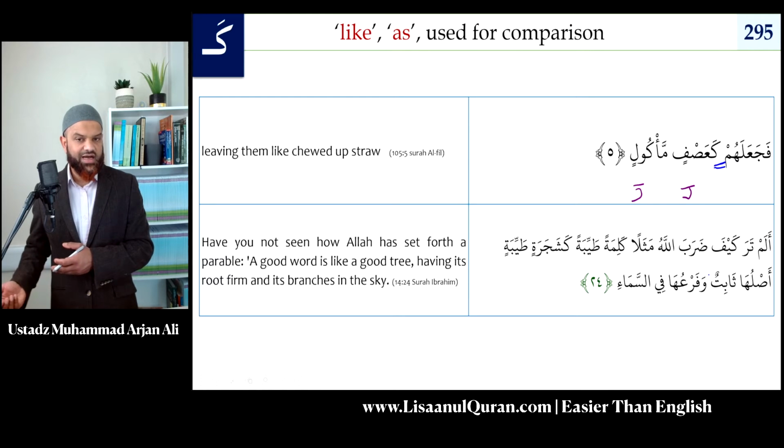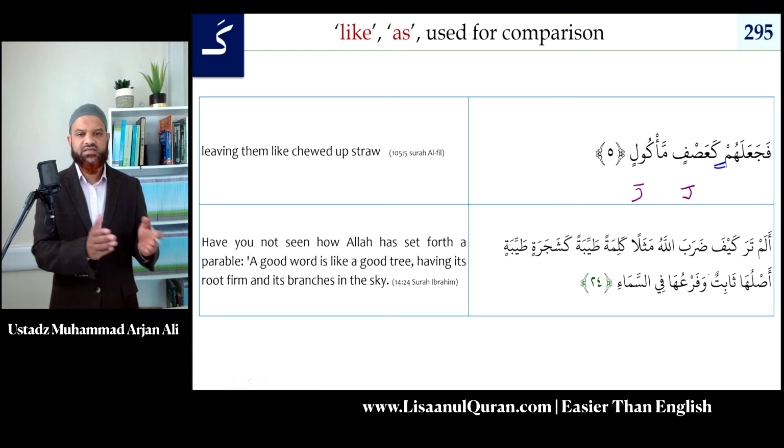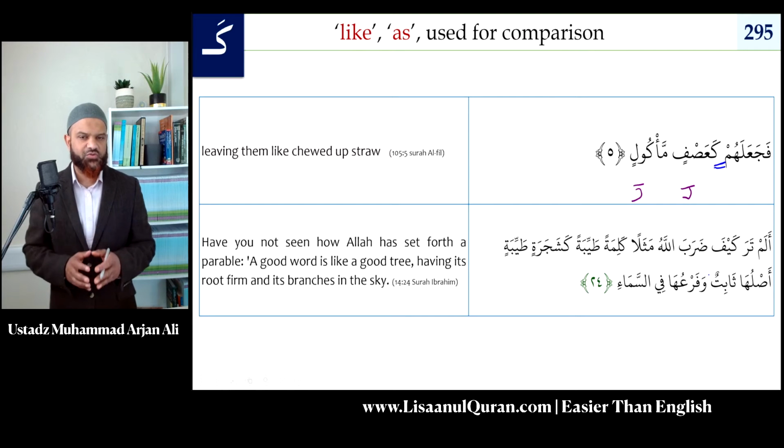Why is ma'kulin in jar status? Because it is an adjective, a description of the word asfin, which is coming before, and therefore it is copying the i'rab. So the real i'rab comes from the first word. The second word is just copying it, and I've gone through this with you in the descriptive phrase discussion. Please go back and refer to those lessons. It'll copy all the four properties.